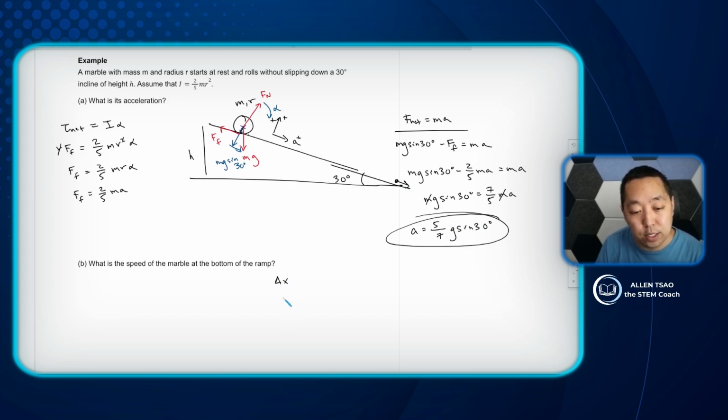We just say down is the positive direction. We start at 0. The acceleration is 5/7 g sine 30 degrees. We want to know the final velocity. I either need to know how long it takes or I need to know how far I traveled. Well, we had an initial height h.